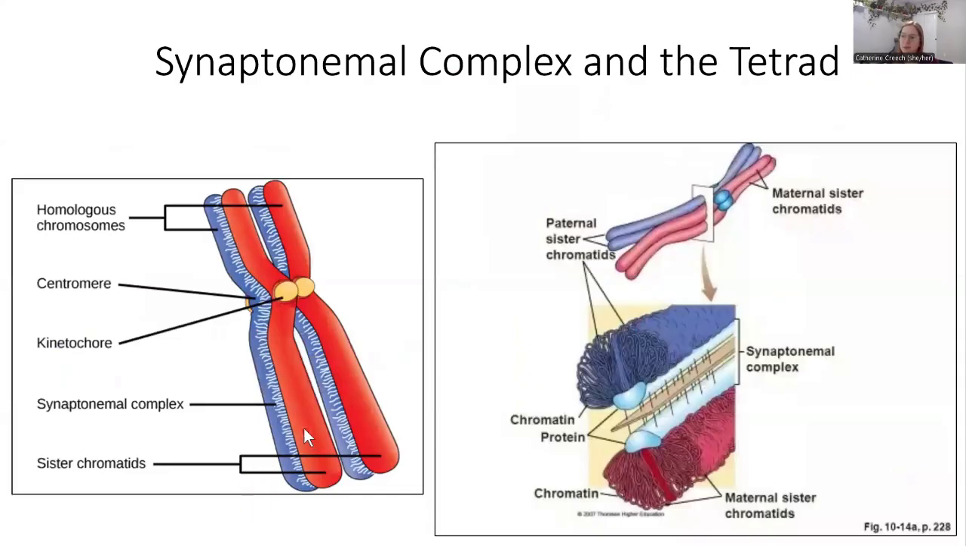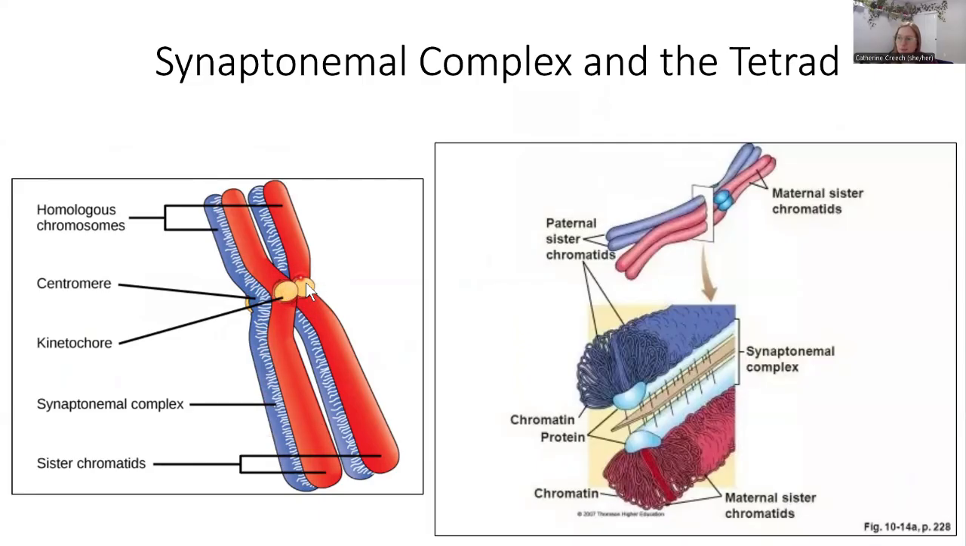I like this visual of crossing over because it shows all the proteins that are meshing between them. The proteins between your homologous pairs are called the synaptonemal complex, synapse being where two cells touch. So here you can see your centromere is the pushed in part of the cell.